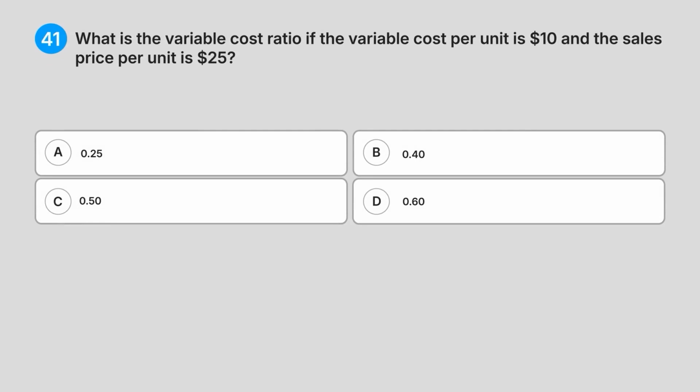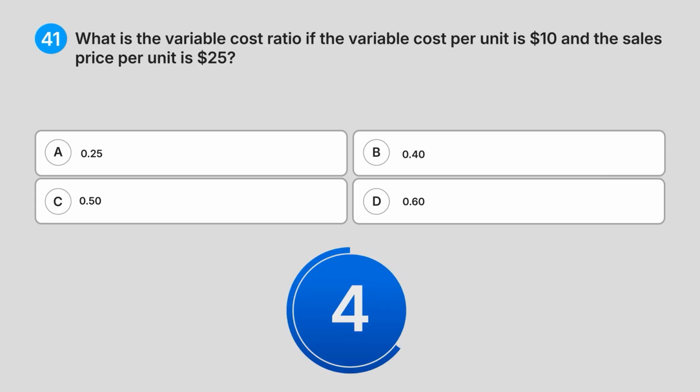41. What is the variable cost ratio if the variable cost per unit is USD 10 and the sales price per unit is USD 25? A. 0.25, B. 0.40, C. 0.50, D. 0.60. Do you know the answer?